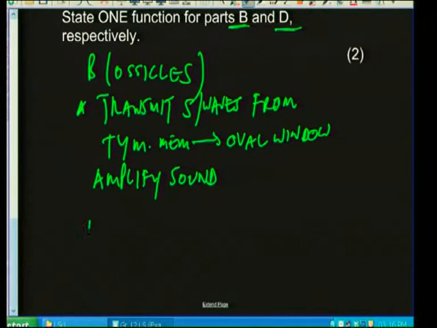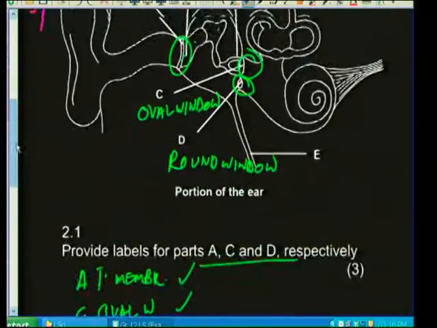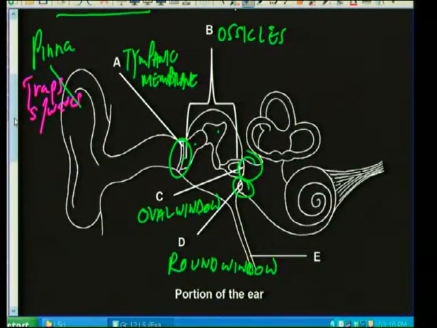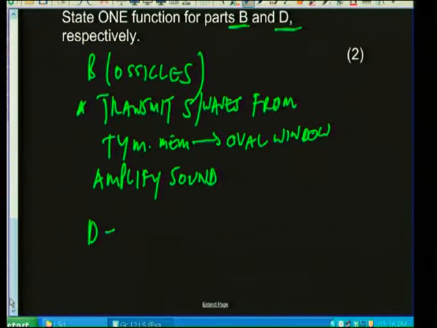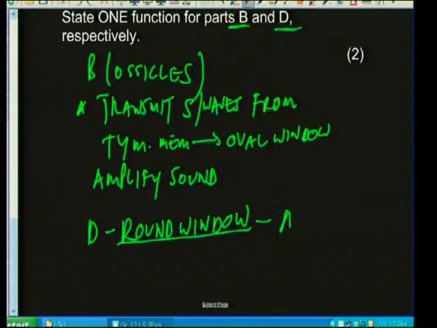And the other one was D. D was the round window. So D is the round window. Notice you do not have to rewrite round window in your answer. I'm writing it so that we don't have to go up again. A round window absorbs excess vibrations.